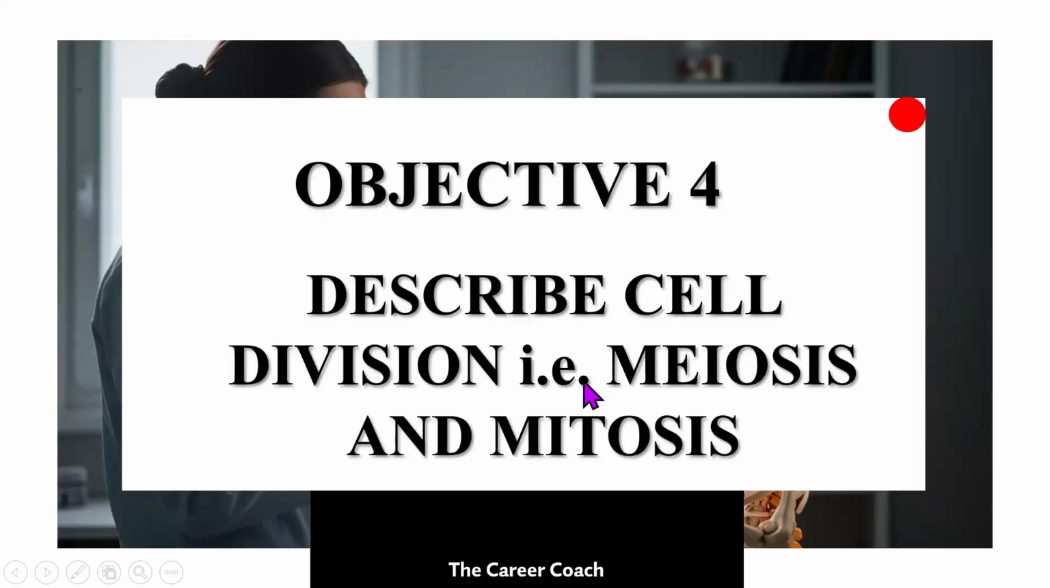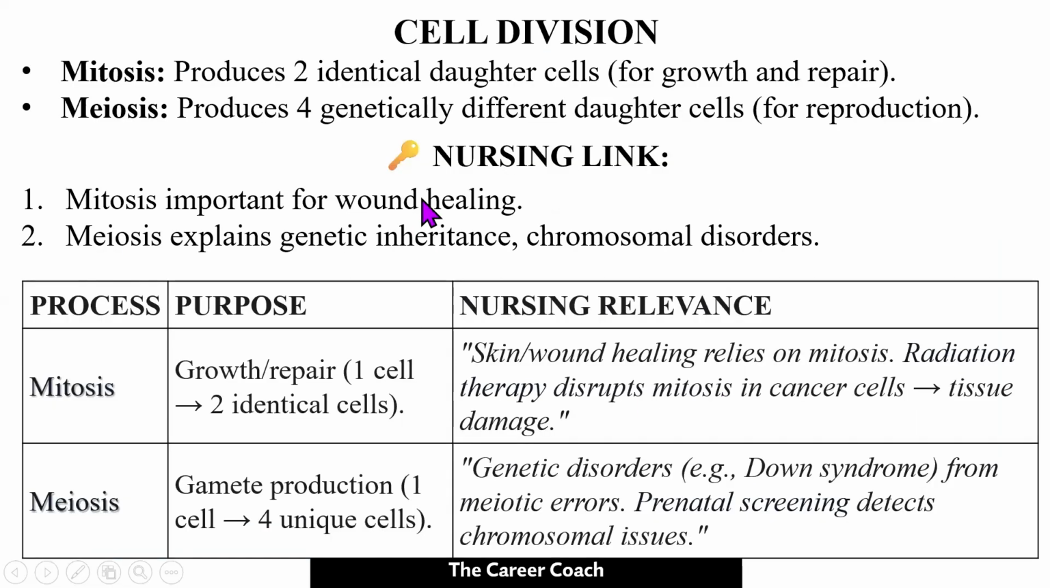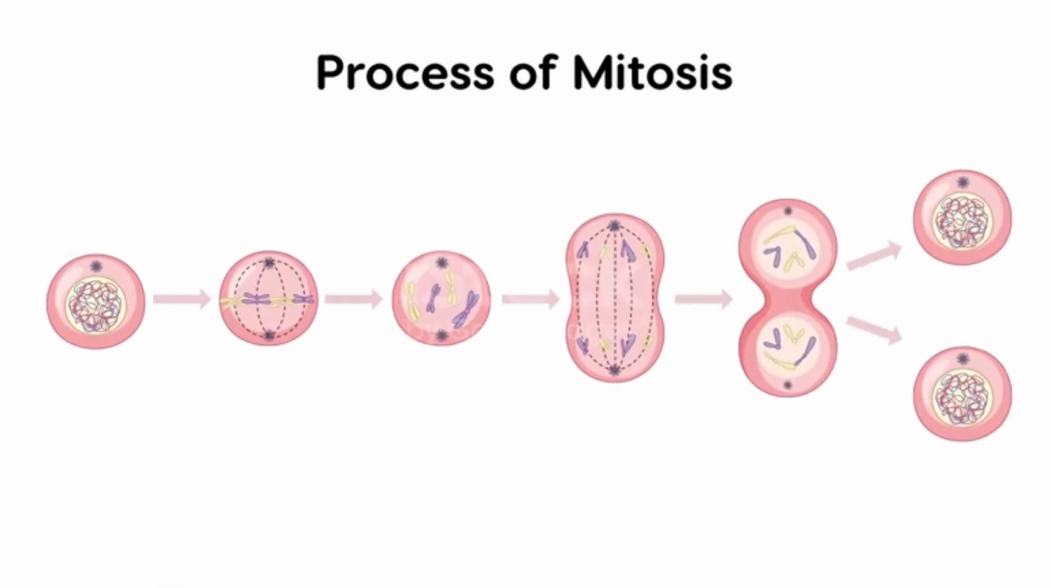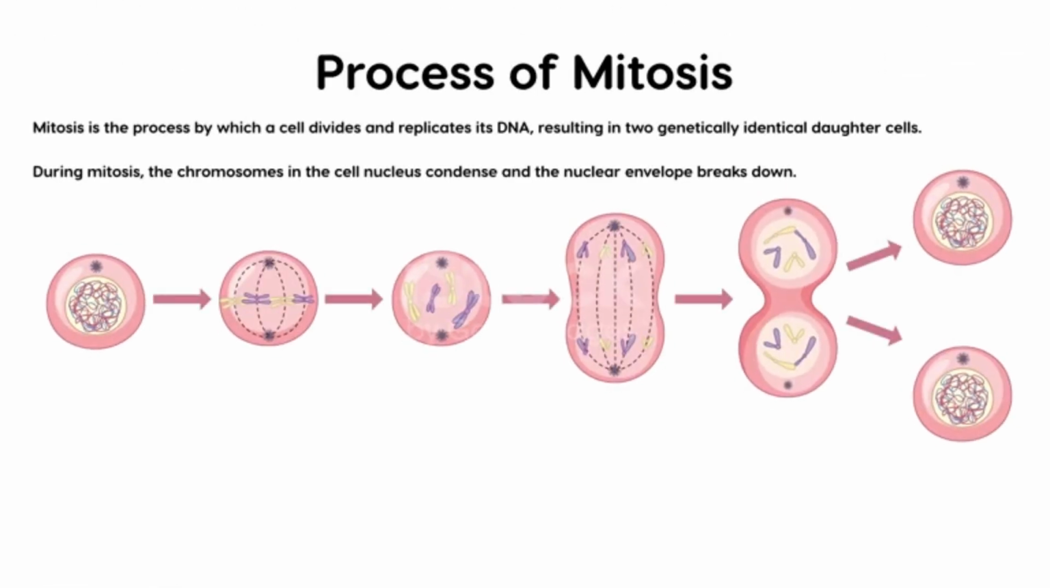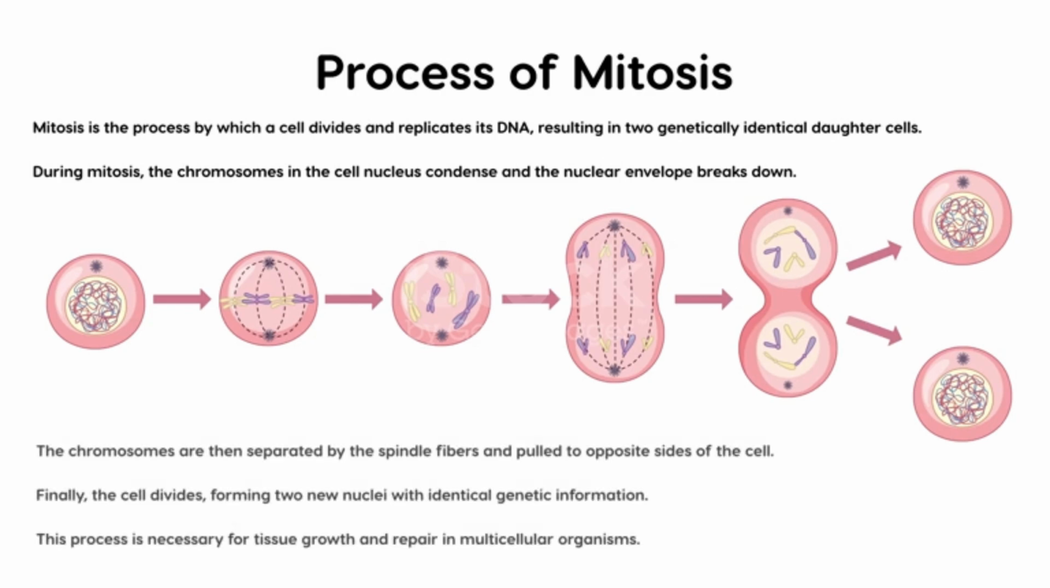4. We want to describe cell division such as meiosis and mitosis. What is mitosis? Mitosis is a cell division process that involves the production of two identical daughter cells, for instance, in growth and repair. Meiosis is another cell division that involves the production of 4 genetically different daughter cells.